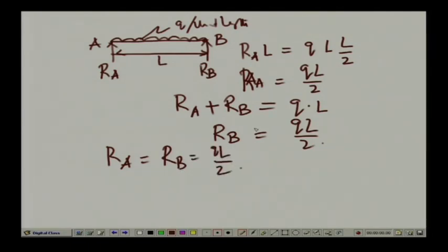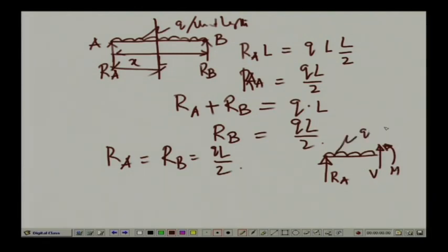Now, supposing we like to take the free body of this beam at a particular section which is at a distance of x from the left end, then what we have is the reactive force here, which is R A. Then we have the uniformly distributed load over this particular portion. We have the positive shear force V and the bending moment M, and this is q per unit length. This distance, as we have noted, is x. So, if we take the vertical equilibrium of the forces, we have V plus R A minus q times x equals 0.